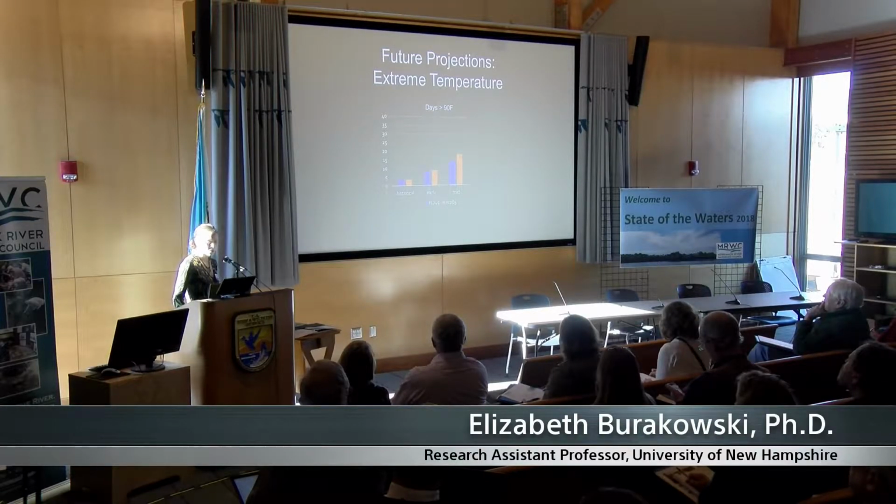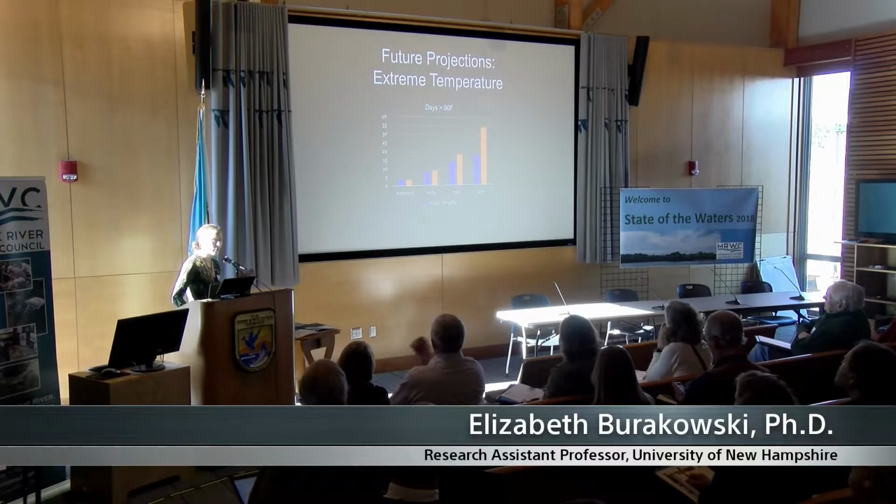By mid-century, you start to see them pull away from each other. Now the higher emissions scenario is inching up towards well over 2 weeks. The lower scenario is sticking right around 2 weeks. By the end of the century, we see a doubling, right? So this is the difference between higher emissions and lower emissions for extreme temperature.